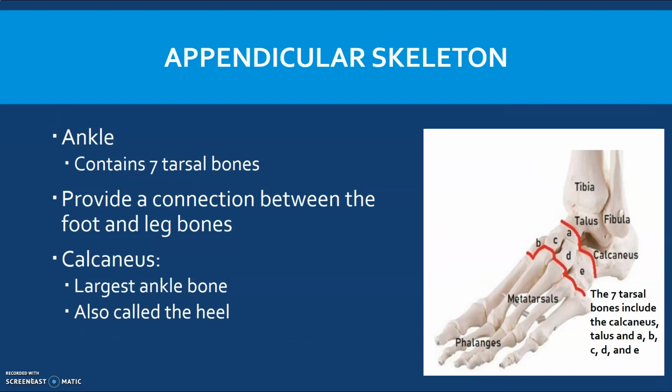The ankle bones are also called tarsal bones, and the ankle contains 7 tarsal bones. The ankle provides a connection between the foot and the leg bones. The calcaneus is the largest ankle bone, and this is also called the heel.